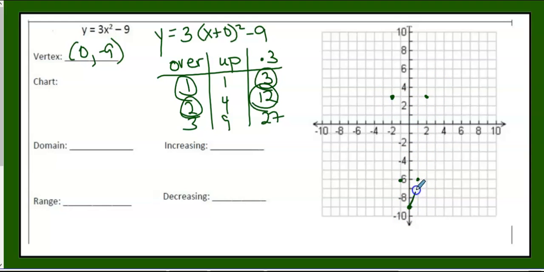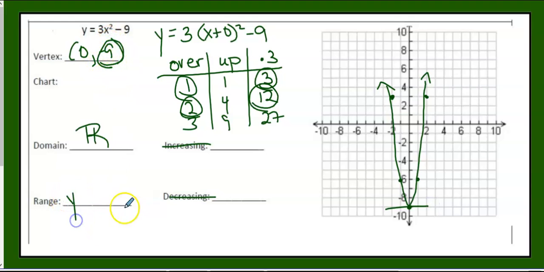All right, so let's see if we can sketch this one. That's what it looks like. Increasing, decreasing, don't worry about it. Domain, all real numbers. Range starts down here at negative 9, which of course, like I told you, always matches that number. So we're going to have y greater than or equal to negative 9. All right, and that's it. We did really well to get all that in under 30 minutes.